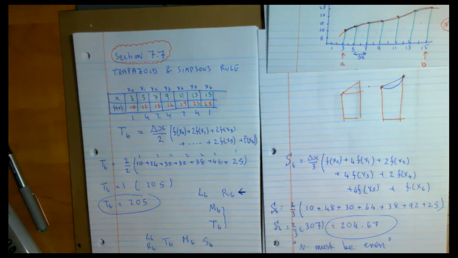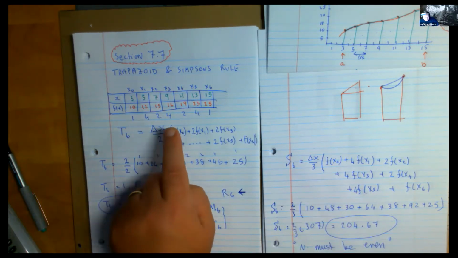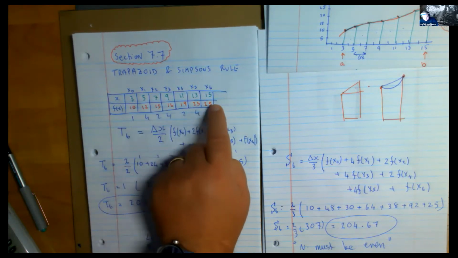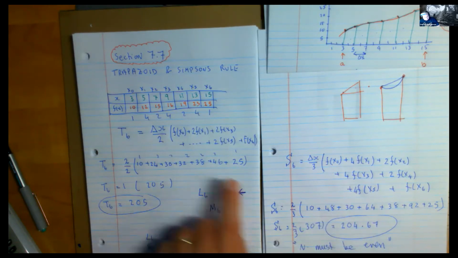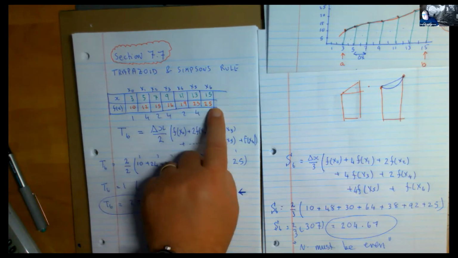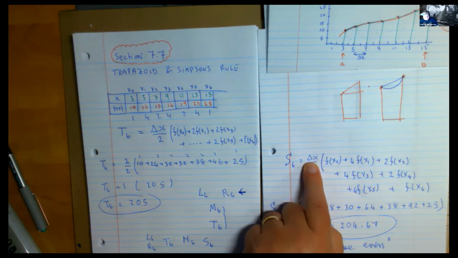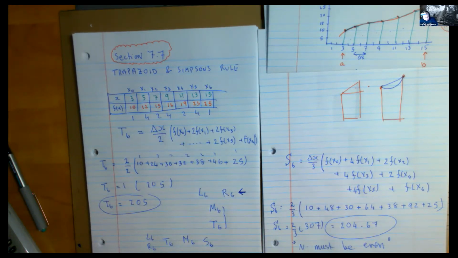Right. Everything I've done here will remain the same. When it's trapezium, the pattern is the first guy, twice everybody else, and one of the last guy. When it's Simpson, it's the first guy, 4, 2, 4, 2, 4, and finish with one of the last guy. And remember the delta x over 3 for Simpson, and the delta x over 2 for trapezium, or trapezoidal.